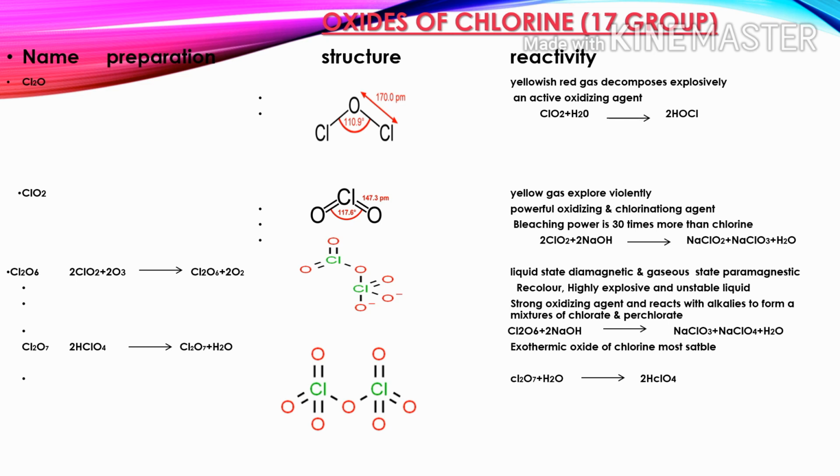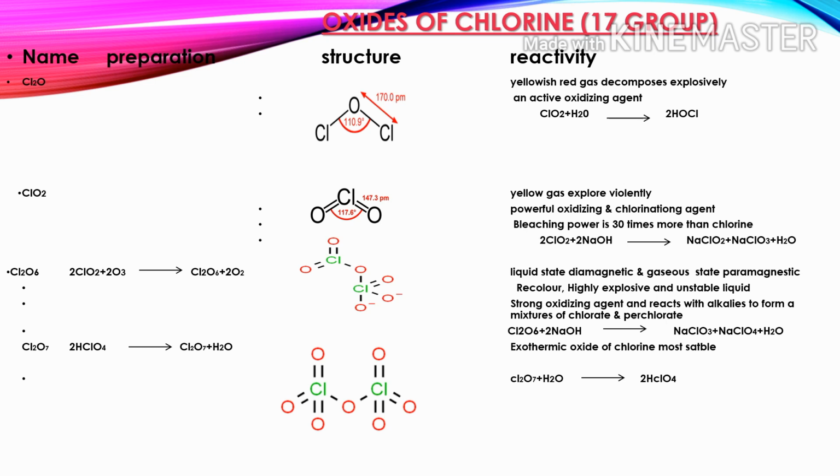And the reactivity: it is a yellowish red gas that decomposes explosively. It is an active oxidizing agent. When it is reacted with water, it gives hypochlorous acid. The formula of hypochlorous acid is HOCl. And the next oxide is chlorine dioxide.